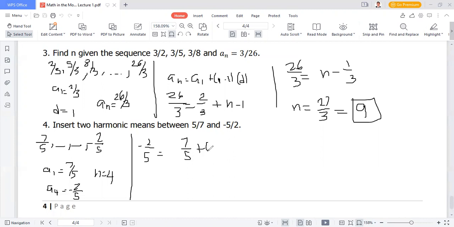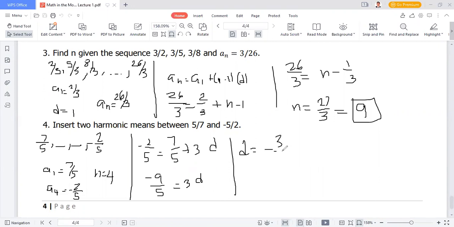So ang a sub n natin ay yung a sub 4, yung negative 2/5. Ang a sub 1 natin ay yung 7/5 plus 4 minus 1. So 3, no? 7/5 plus 3D. Okay. So lipat natin yung 7/5 sa kabila, magiging negative 2/5 minus 7/5, negative 9/5 equals 3D. Divide both sides by 3. So magiging D equals negative 9/5 divided by 3, negative 3/5. So nakuha na natin si D.